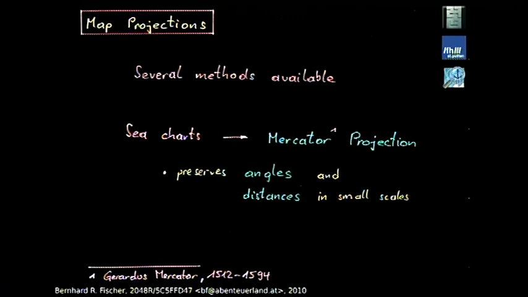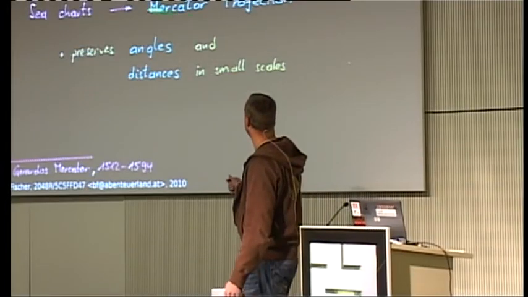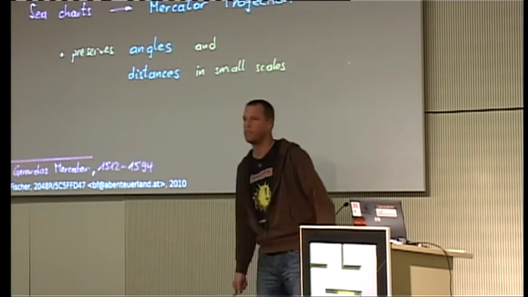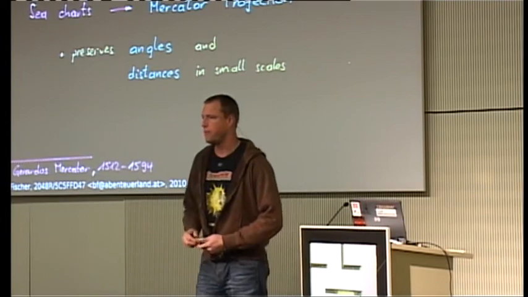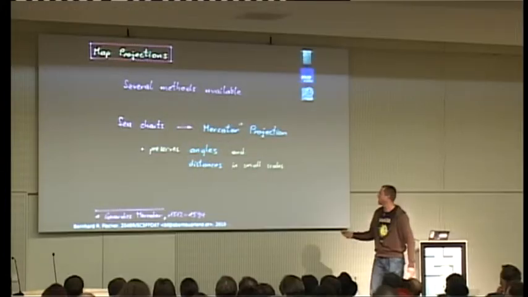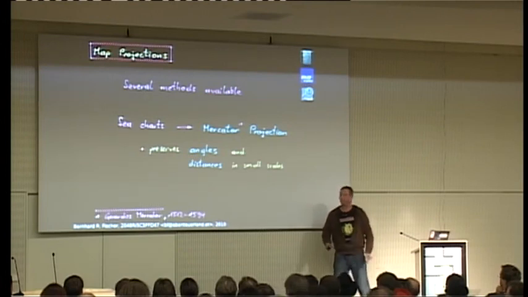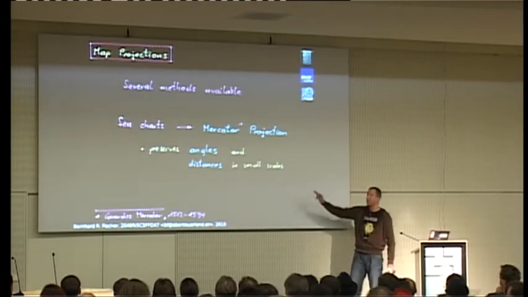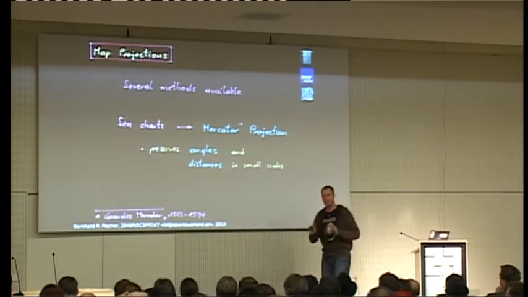They were, let's say, mathematically described during the last hundreds of years, and one that we use in C-charts is this Mercator projection. And this fits very well because it preserves the angles, and if we have small scales at least, then it also roughly preserves distances. That means there is no perfect projection.